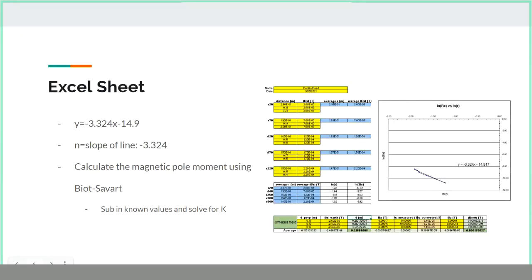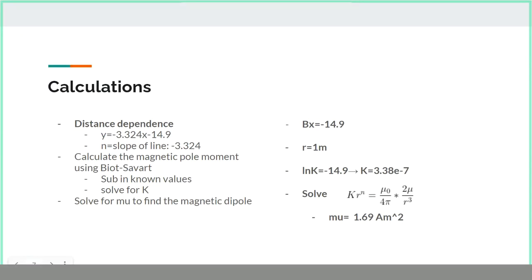Here's my Excel spreadsheet with the data, including the slope value of n, which came out to be negative 3.34. Next, I performed my calculations using the Biot-Savart equation to solve for k. Since the graph gave me an equation with the natural log, I calculated e to the n to find k. I used the equation from the concepts and set them equal to each other, to make the magnetic dipole, or mu, easier to solve.